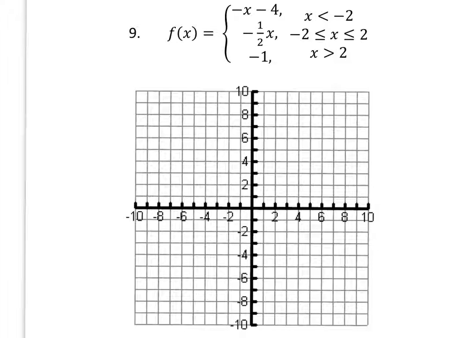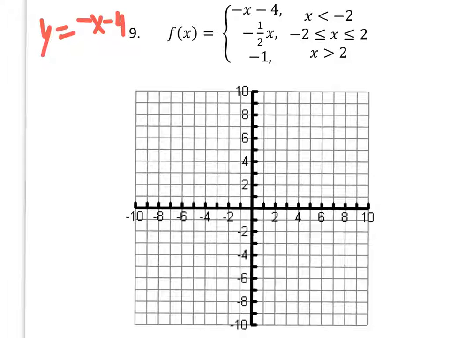So let's jump to number 9 on the back side. This is a piecewise function that actually has 1, 2, 3 pieces to it. And over here, we're just talking about the restrictions. You want to look at this top piece only at the x values that are less than -2. You're only going to be looking at this piece of the line from -2 on the x all the way to +2 on the x. And you're only going to look at the third piece of the line at x values that are greater than 2.